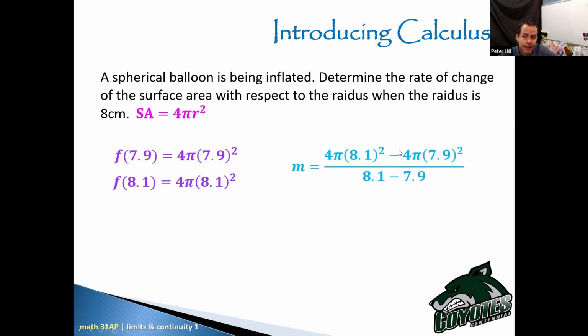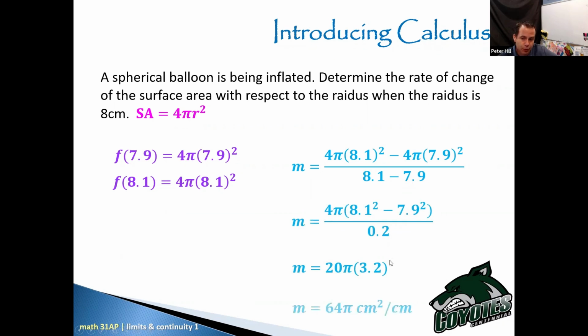So y2 minus y1, I'm just plugging in those x values to get out my y values. It's still just the slope formula, y2 minus y1 over x2 minus x1. I end up with 20 pi times 3.2, which gives me 64 pi. Then my units will be whatever my y units were over whatever my x units were, so that's centimeters squared over centimeters. Don't think that a centimeter divides out there, because it's talking about the units of 2 different items. One is the unit for surface area, and one is the unit for the radius. So it's better to say centimeters squared over centimeters.